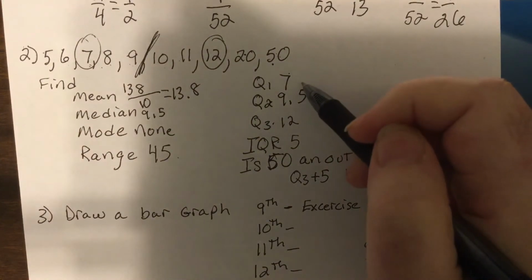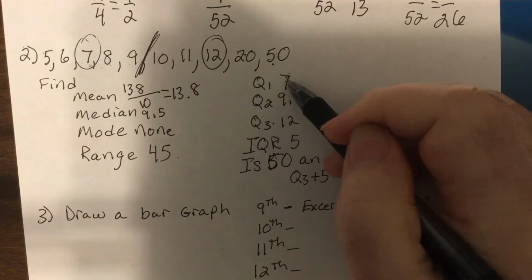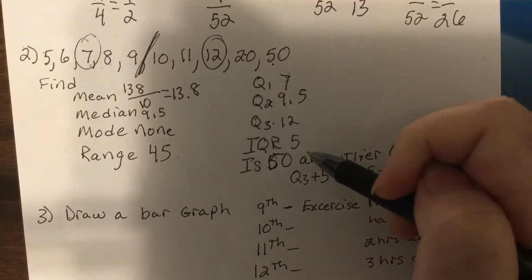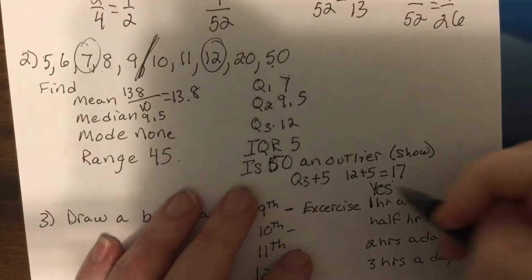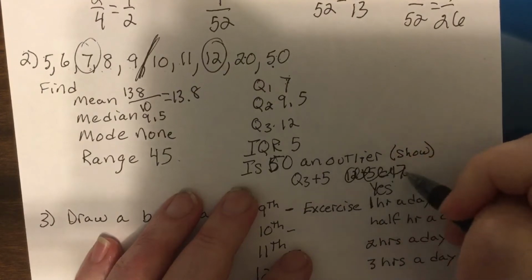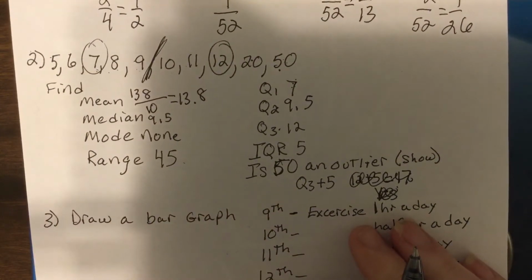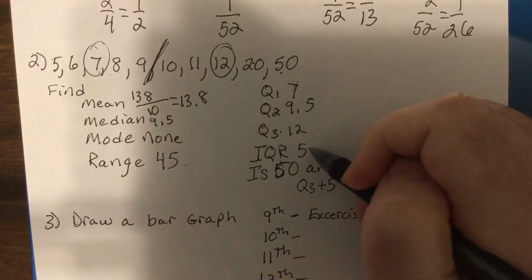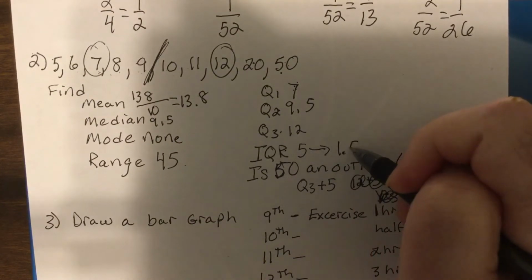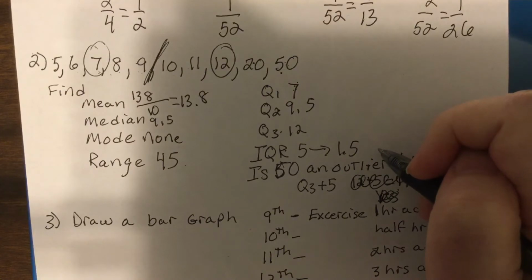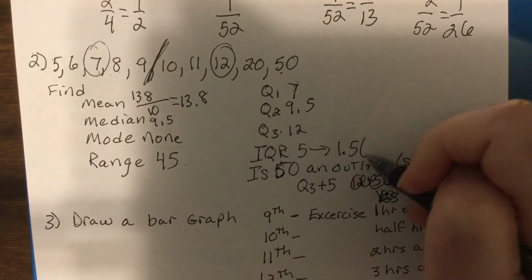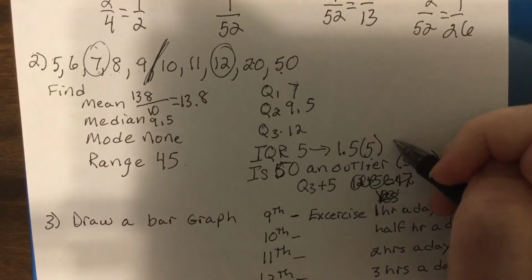Now, if they said, is their number too small, you'd go 7, Q1 minus, oh, wait a minute, I forgot. Nope, I made a boo-boo. I made a mistake. Start over. You got to multiply this by 1.5. So I messed up. Oh my goodness, I'm so embarrassed. 1.5 times 5 would be 7.5.